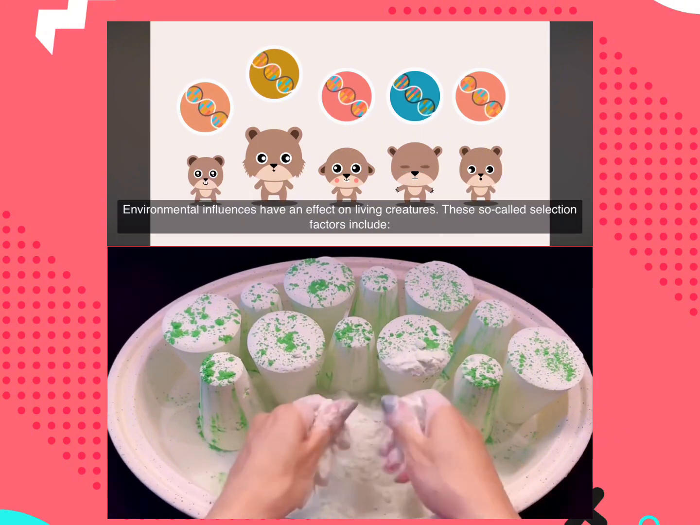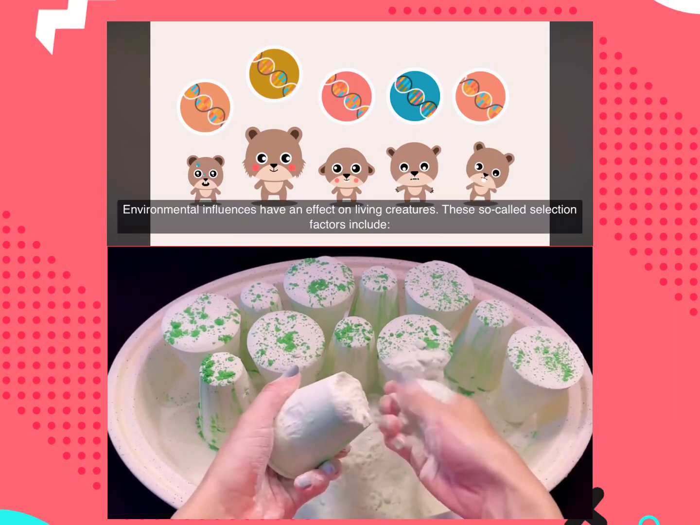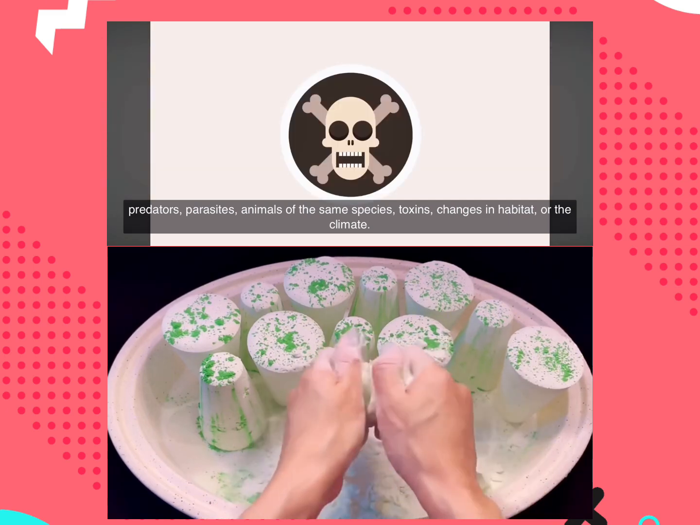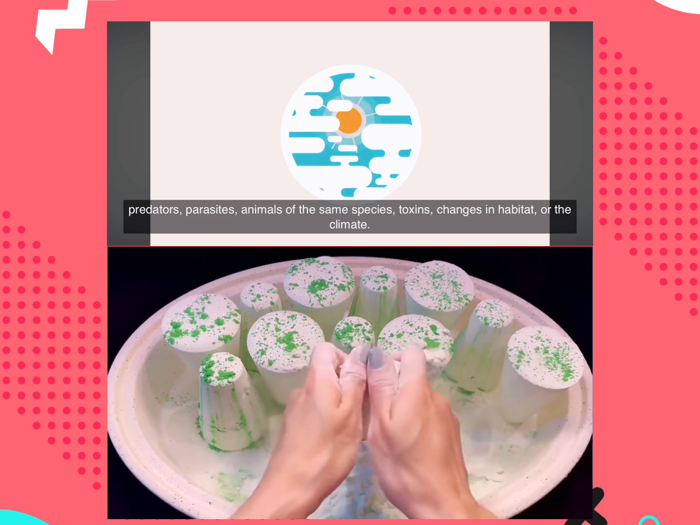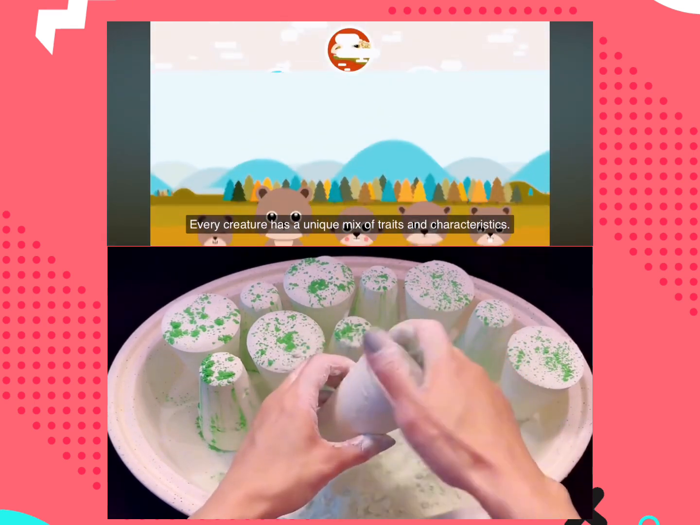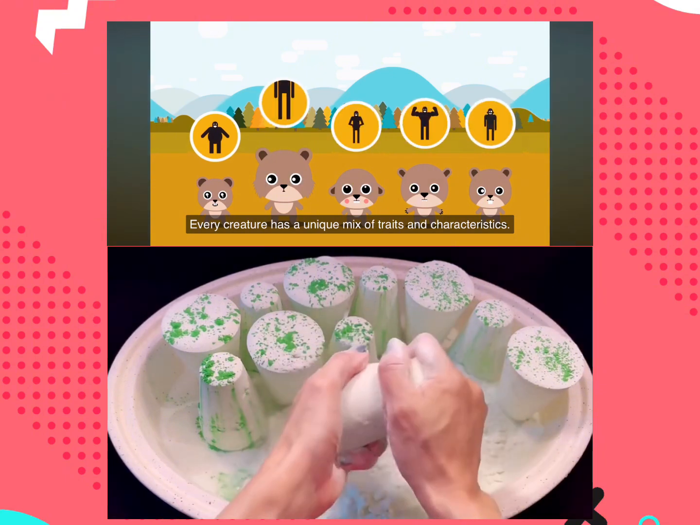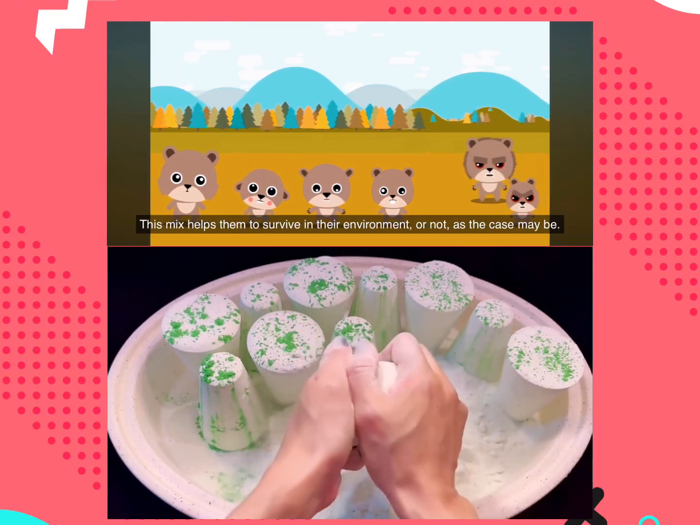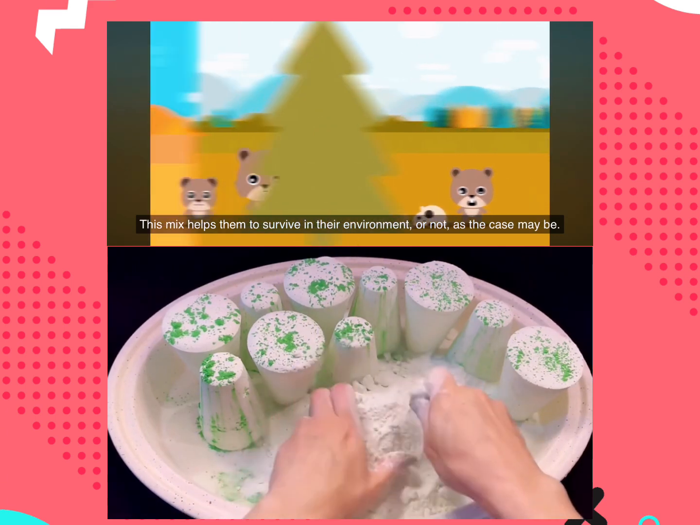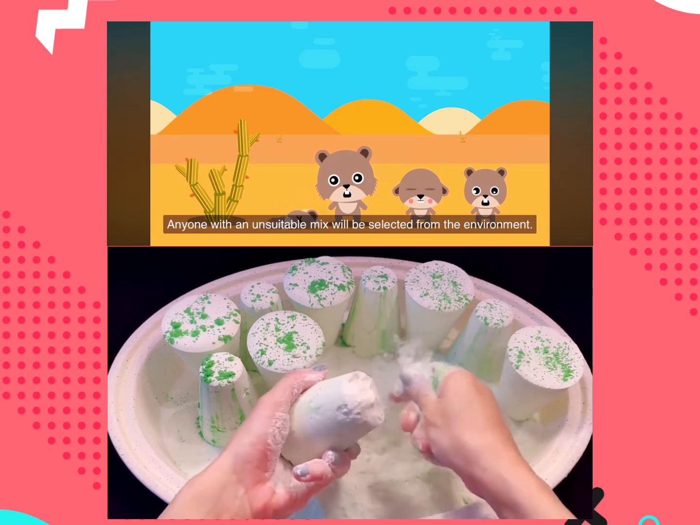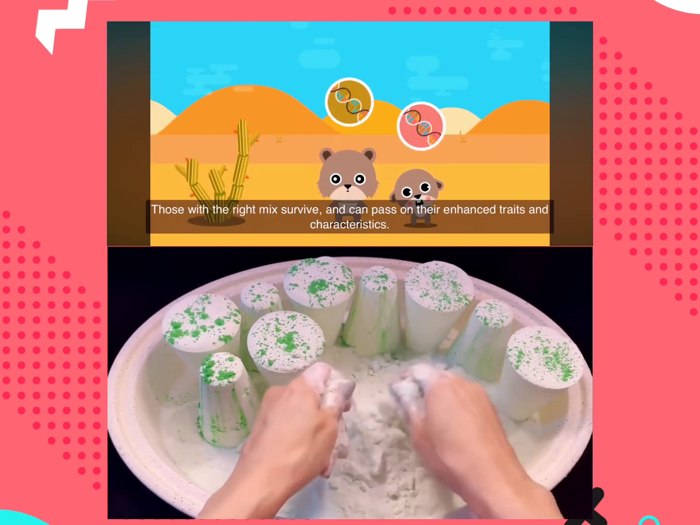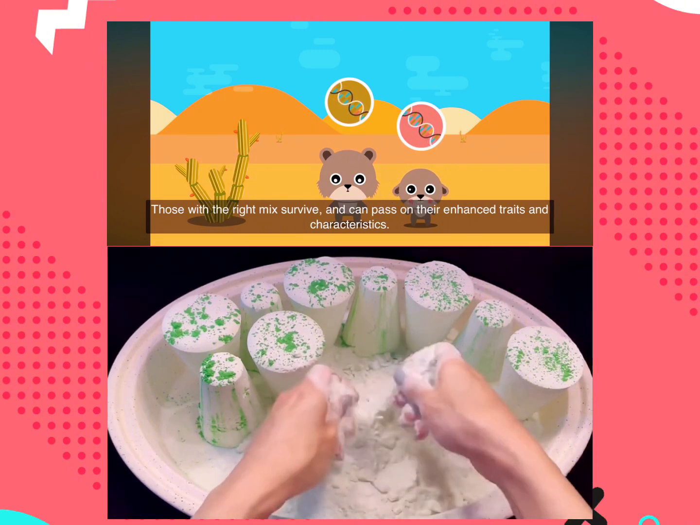Environmental influences have an effect on living creatures. These so-called selection factors include predators, parasites, animals of the same species, toxins, changes in habitat, or the climate. Selection is a process that each individual is subjected to. Every creature has a unique mix of traits and characteristics. This mix helps them to survive in their environment, or not, as the case may be. Anyone with an unsuitable mix will be selected from the environment. Those with the right mix survive and can pass on their enhanced traits and characteristics.